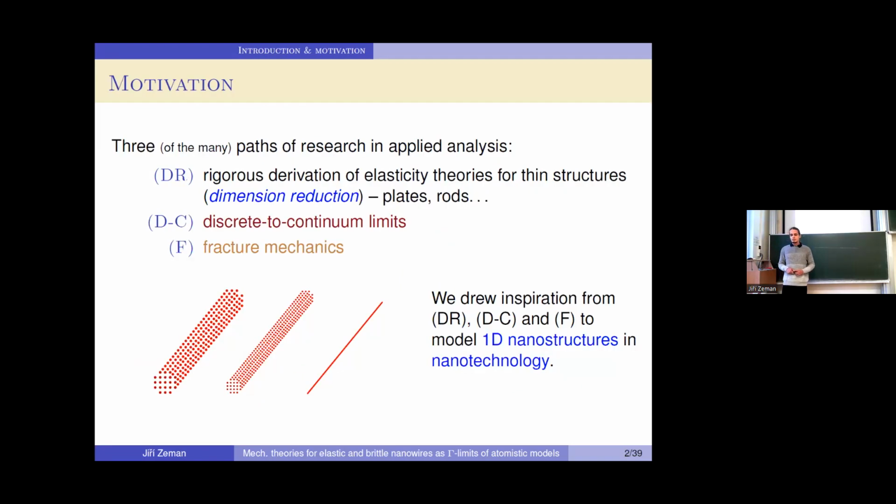In my PhD project, we drew inspiration from three paths of research in applied analysis, and that is rigorous derivation of elasticity theories for plates, rods, and so on, so-called dimensional reduction. Then from discrete to continuum limits, where you start with an atomistic description and derive some continuum model, and from fracture mechanics. And we did this to be able to describe some one-dimensional nanostructures.